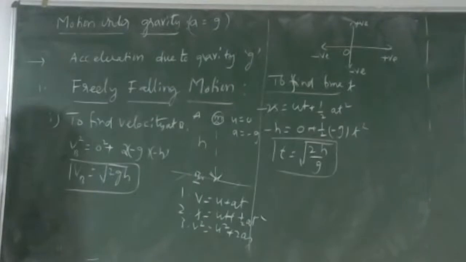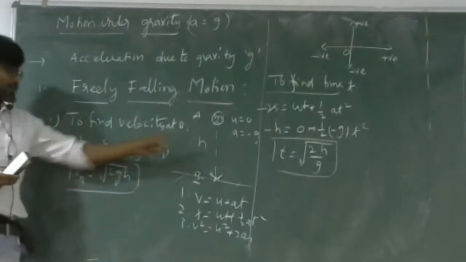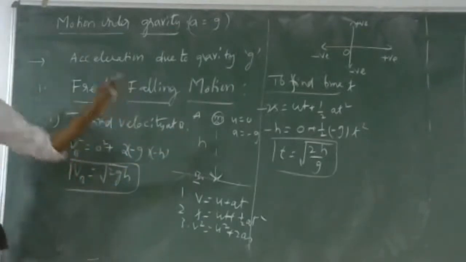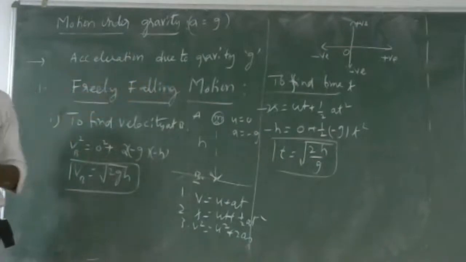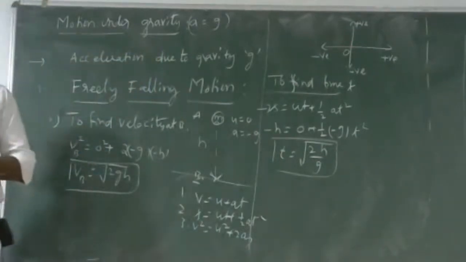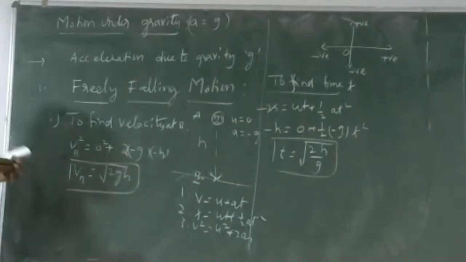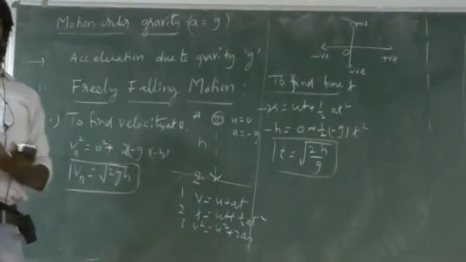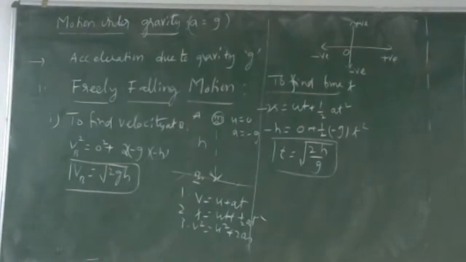Is it clear? Yes. These are two important points you have to remember related to freely falling motion. This is one of the examples of motion under gravity. Another very important example is the body projected vertically upwards.